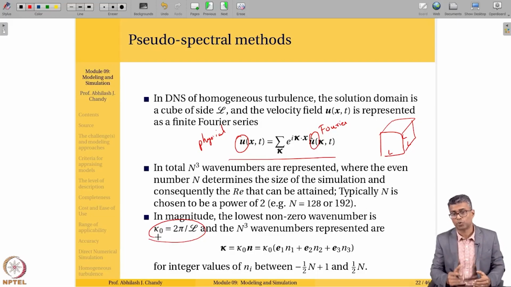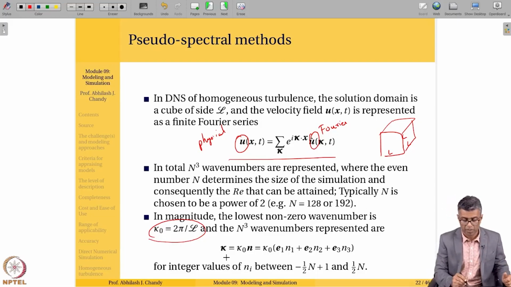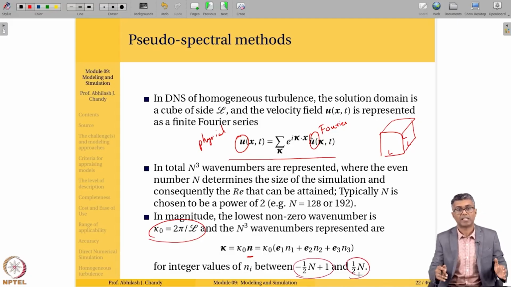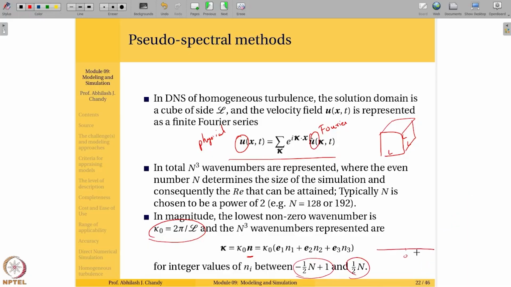So your lowest wave number is 2 pi over L, and the N cubed wave numbers are represented by kappa in bold, which is kappa naught times n, where n is also in bold, and it is kappa naught (e1 n1 plus e2 n2 plus e3 n3). e1, e2, e3 are the direction cosines. n1, n2, n3 are integer multiples in each direction. So n_i varies from minus half N plus 1 to half N. So that is how you have your N wave numbers in each direction. Follow me? So in one direction, you have it going from minus half N plus 1 to half N. So that makes up your N wave numbers, isn't it?